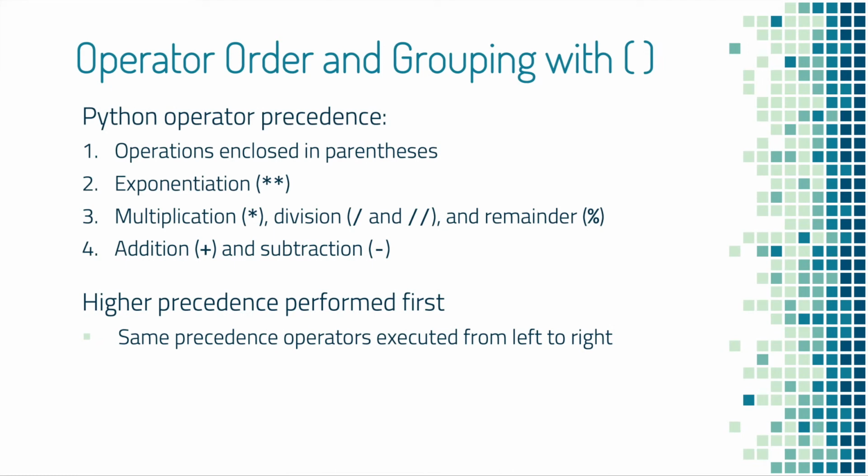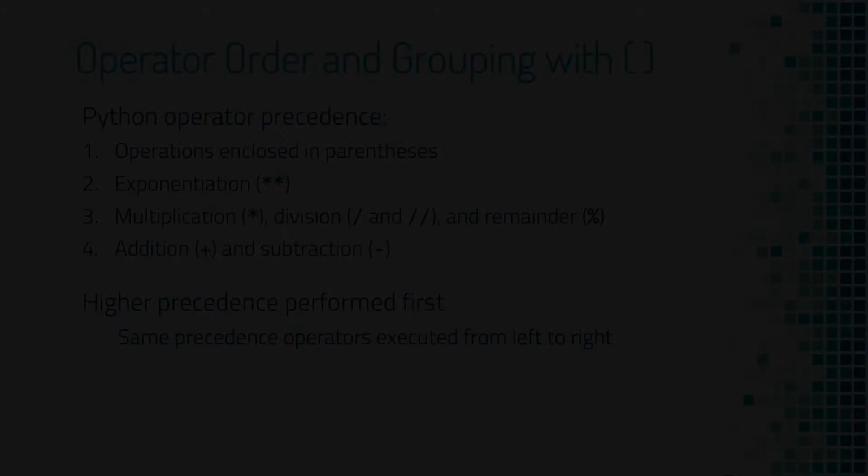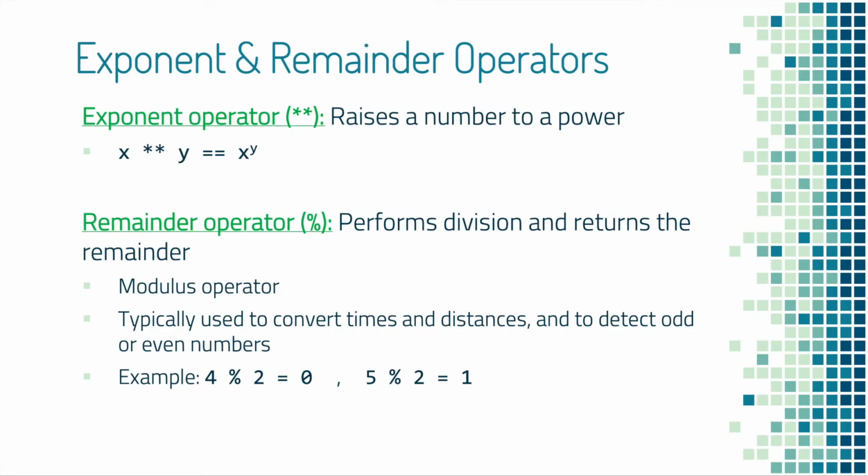So again, this is the order they go in. It goes parentheses first, then exponents, multiplication, division, remainder next, and then finally addition and subtraction. Just like with any other kind of math, the higher precedence is performed first. But like I said earlier, we cannot always represent something directly like we would in math, because we have syntax rules.